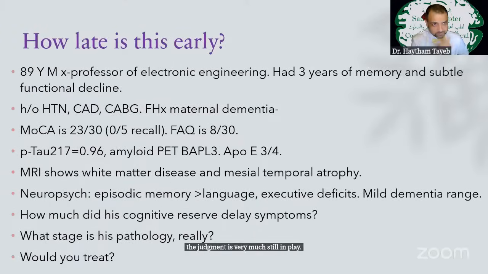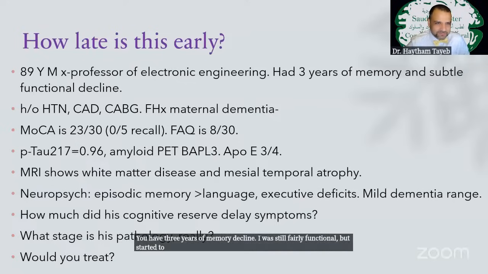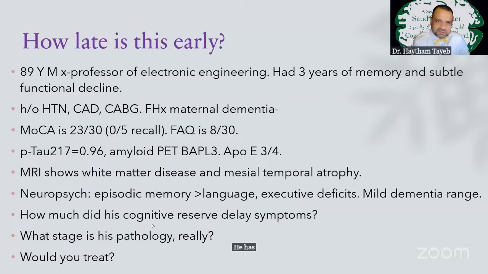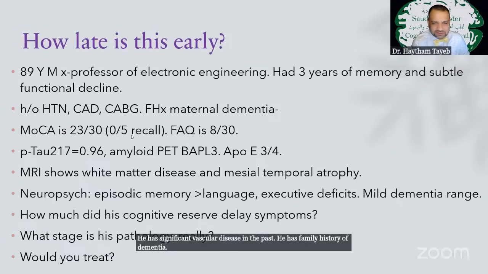This is another person, 89, so at the borderline of the point where you would say they're too old. A highly educated person, a professor of electronics and electric engineering, who had been practicing until a little bit before he came to see me. He had 3 years of memory decline, was still fairly functional, but started to drop some of his IADLs. He has significant vascular disease in the past. He has family history of dementia. This is his MoCA, lost all of his memory points.